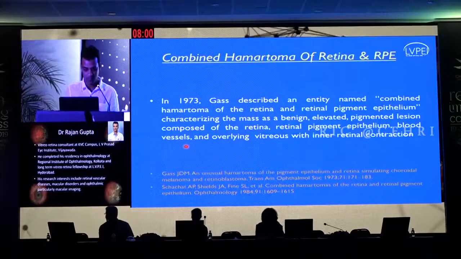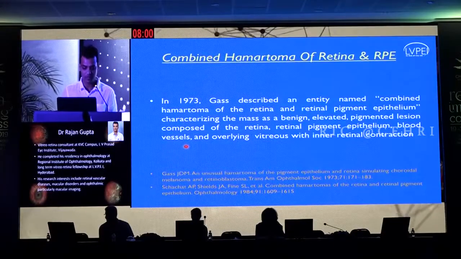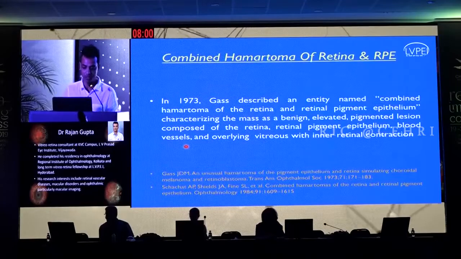I shall be presenting multimodal imaging in simple and combined hamartoma. Before I begin, I just want to share a brief clinical and histopathological overview of combined hamartoma of the retina.